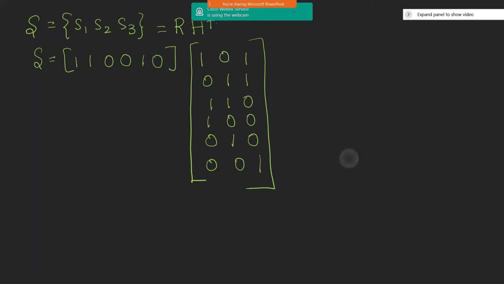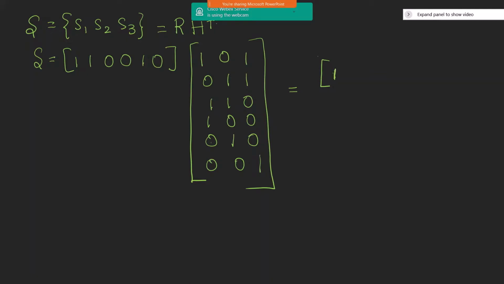Calculate the syndrome. How to do? Please remember, while you are calculating the syndrome, that you should do modulo 2 multiplication and modulo 2 addition as well. So 1 into 1 is 1, 1 into 0 is 0, 0 into 1 is 0, 0 into 1 is 0, 1 into 0 is 0, 0 into 0 is 0.